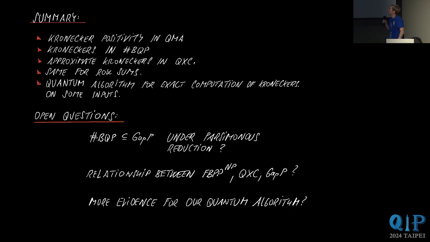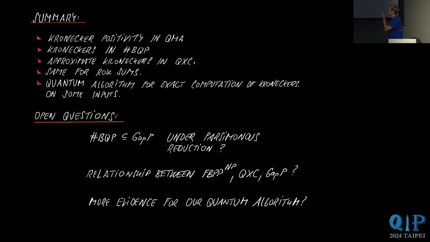What is really interesting here is one of the open questions that I have: whether SharpBQP is in GapP under parsimonious reductions. When I mentioned the paper by Brown, Flammia, and Schuch, they show that under a different type of reduction called weak parsimonious reduction, SharpBQP actually becomes SharpP. But the weak parsimonious reduction is a reduction where you are allowed to preprocess the input, then you query the oracle, but you are also allowed to do some polynomial post-processing. The problem with that is that SharpP and GapP are not closed under division, so they're also not closed under the parsimonious reduction.